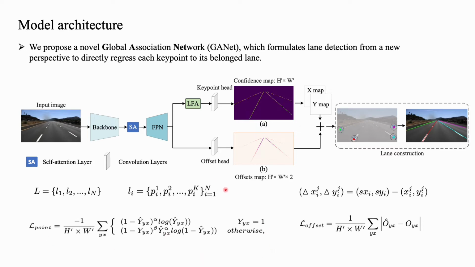For the offset head to distinguish different instances, we use the starting point to represent each instance uniquely. Instead of regressing the absolute coordinate directly, we regress the offset from each key point to it, which can be defined as this. L1 loss is used to constrain the offset map.